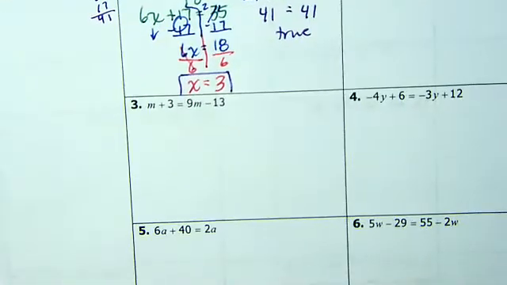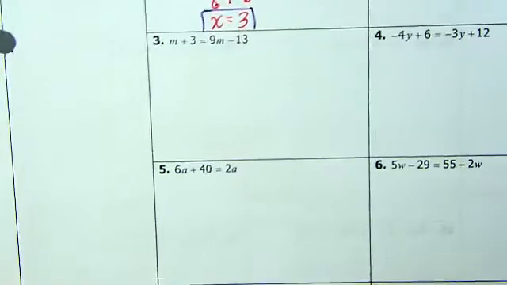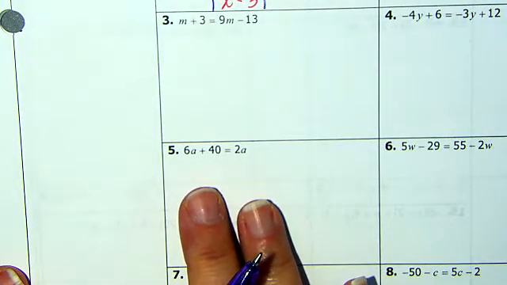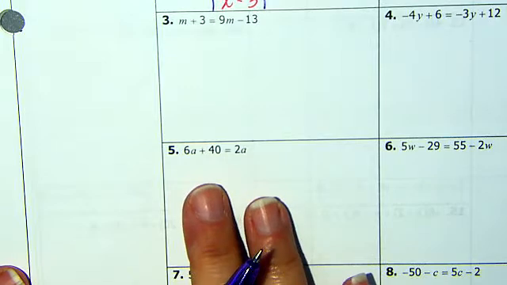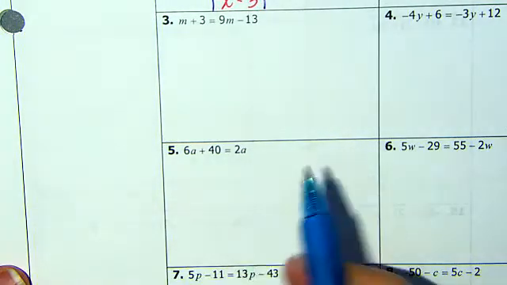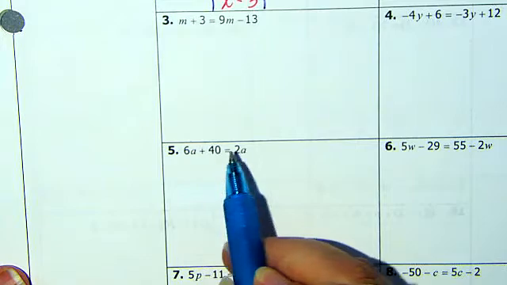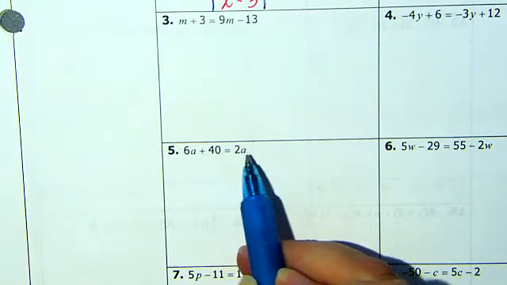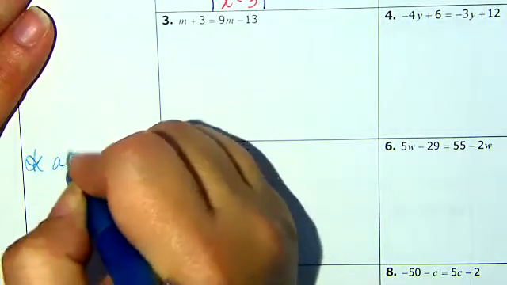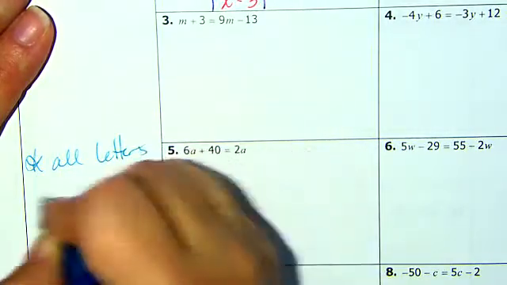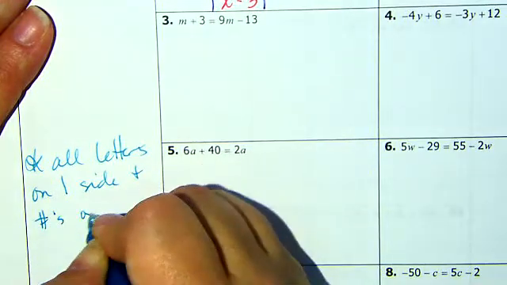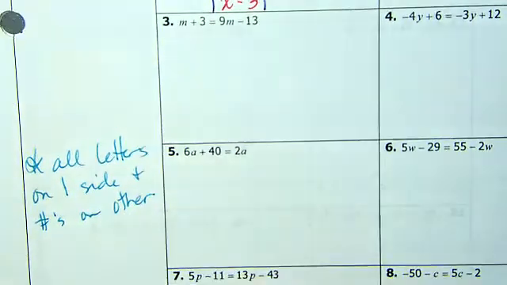Moving right along. Okay. This is an instance where I may not be able to move it to the left. And the reason I'm not going to be able to move it to the left is because I don't have a constant and a variable on both sides. I only have a variable on this side. So that means my ultimate goal is to get all letters on one side and numbers on the other. Your goal is to get all the variables on one side and all the constants on the other.